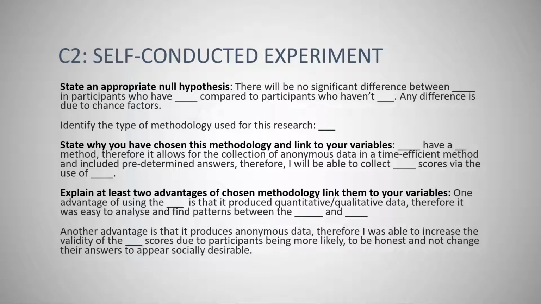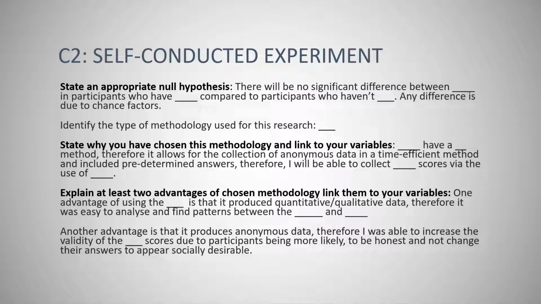So, state an appropriate null hypothesis. There will be no significant difference between something in participants who have something compared to participants who haven't something. Any difference is due to chance factors. Identify the type of methodology used in this research, and then you just say, I used something. State why you have chosen this methodology and link to your variables.